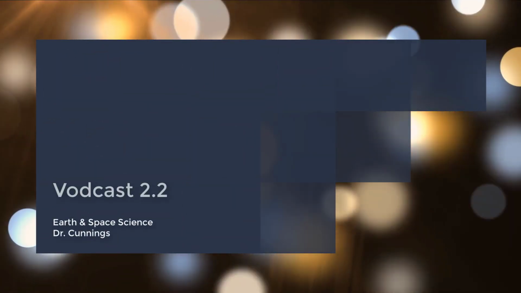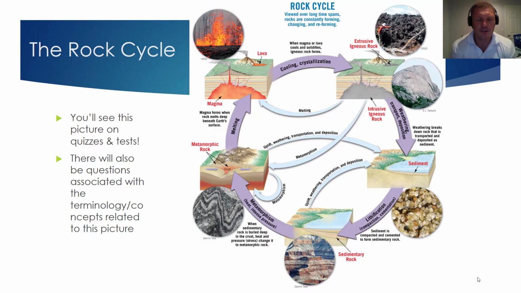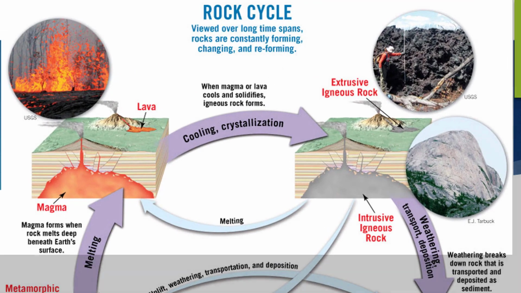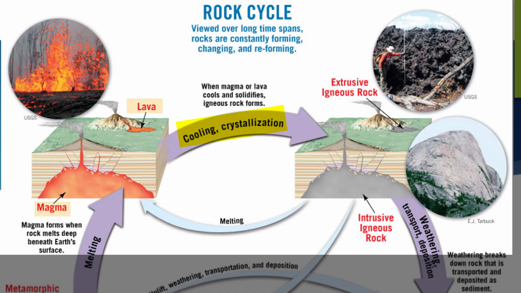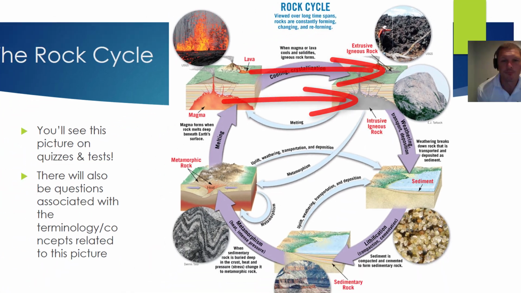In this Vodcast, we're going to build off of our general knowledge of the rock cycle and talk specifically about igneous rock. Here's the picture that we went over in extensive detail in the last Vodcast. In this particular video, we are only really focused on the top portion of this picture, and it's this purple arrow, the cooling and crystallization arrow, that takes us from molten hot liquid rock to the igneous rock that is the focus of our conversation.